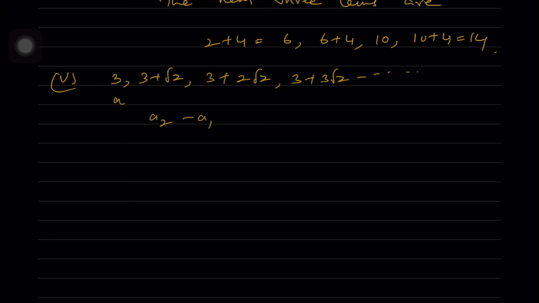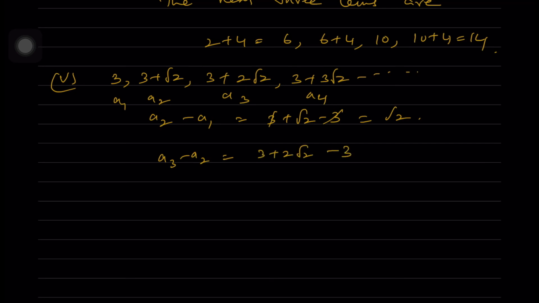So a1, a2, a3, a4 are given to us. What is a2 minus a1? We'll see. 3 plus root 2 minus 3, which is equal to root 2. Then a3 minus a2 is also equal to 3 plus 2 root 2 minus 3 minus root 2, which is equal to root 2. 2 root 2 minus root 2 is equal to root 2. a4 minus a3 also we are going to get as root 2.